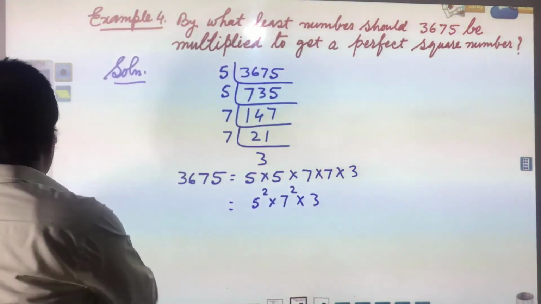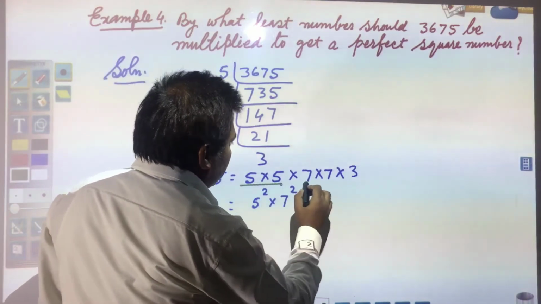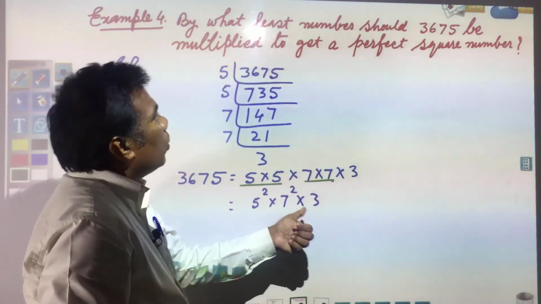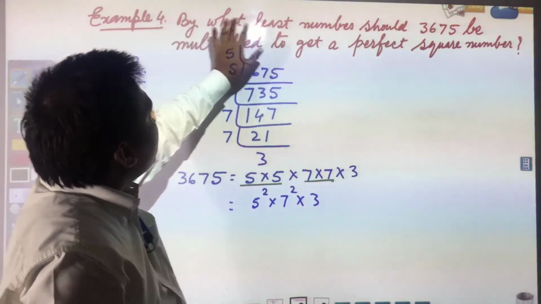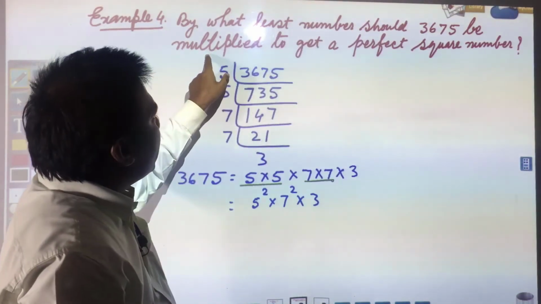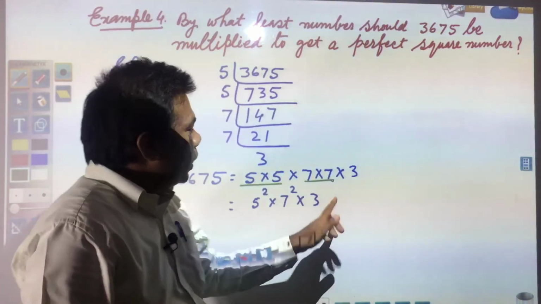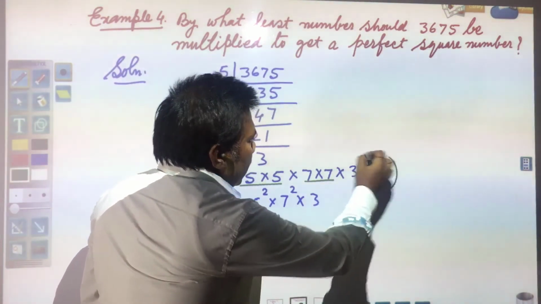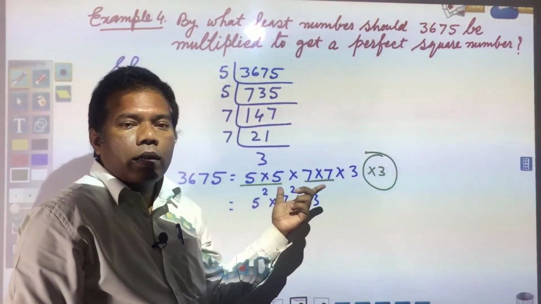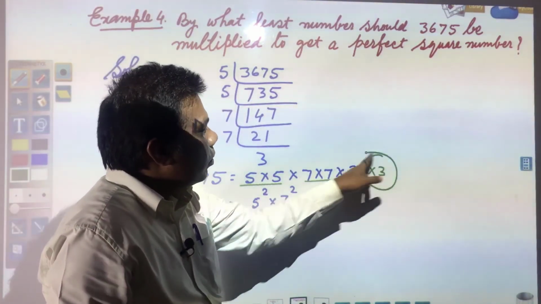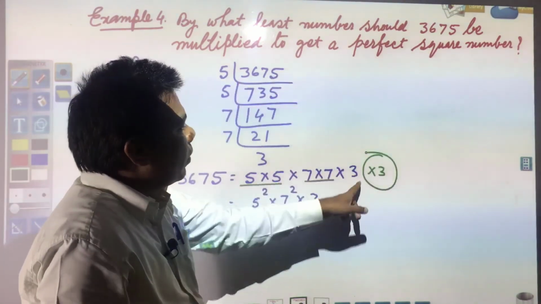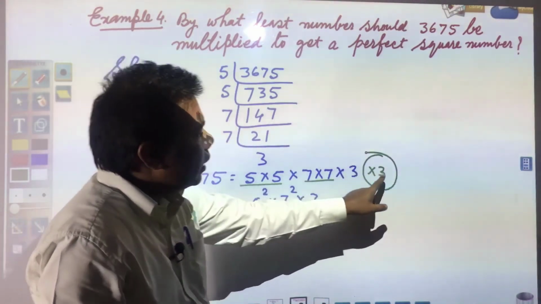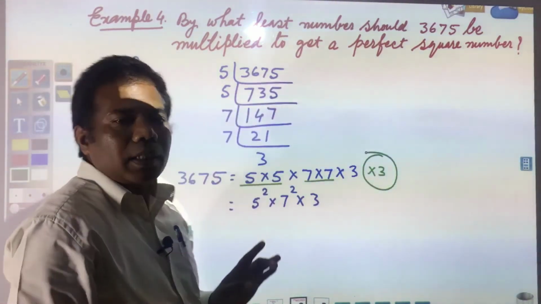Now you see here you have pairs of equal factors, but the pair of 3 you do not have. So you need to find out by what least number this number should be multiplied to get a perfect square. Here if you would have this 3 as a pair, then this number would become a perfect square. So we need to multiply this number by 3, so that it becomes a perfect square number.